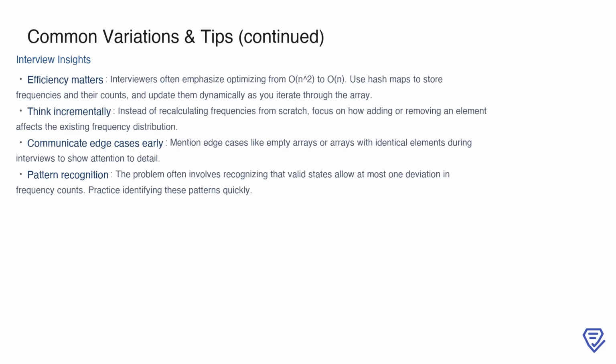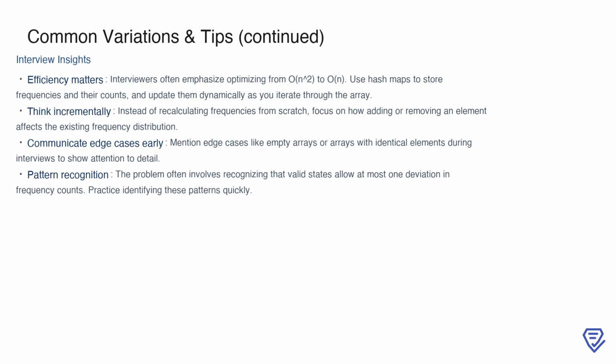Now, let's consider how this problem is approached in interviews. Efficiency is a key focus, and interviewers often expect you to optimize from a brute force O(n squared) solution to a linear O(n) approach. To achieve this, you can use hash maps to dynamically track frequencies and their counts as you iterate through the array. It's important to think incrementally rather than recalculating everything from scratch. Focus on how adding or removing an element affects the current frequency distribution.